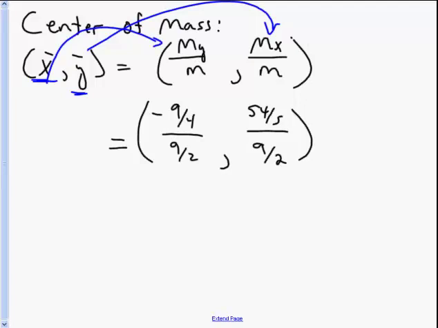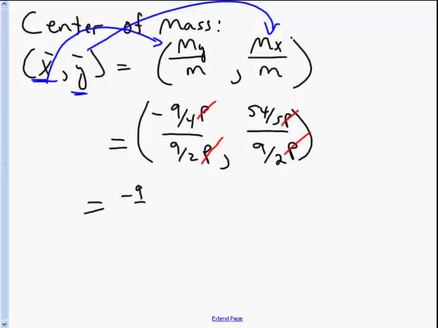-9/4 divided by 9/2, and then 54/5 divided by 9/2. Now, in every single case, the density really doesn't matter when you come down to find that center of mass. The density will cancel out because both of these pieces had a rho in it. We had a rho here and a rho there. And so when we divide them to find that center of mass, that density really is unimportant. That density cancels out.